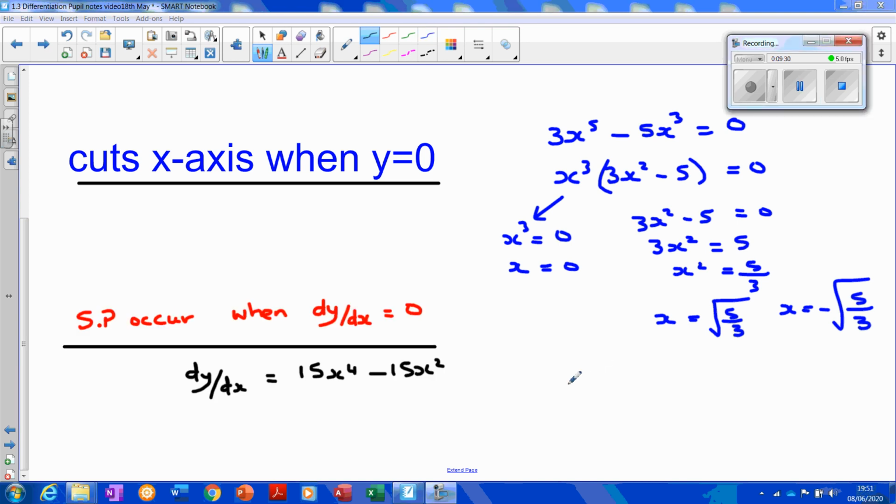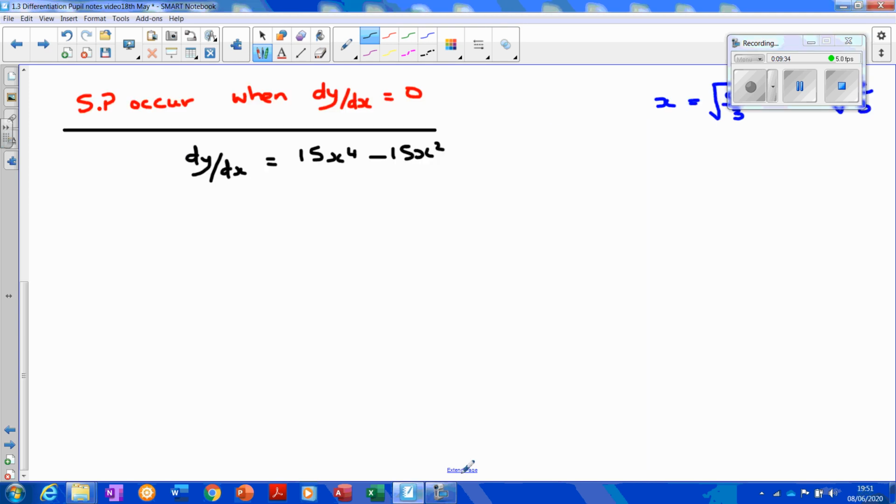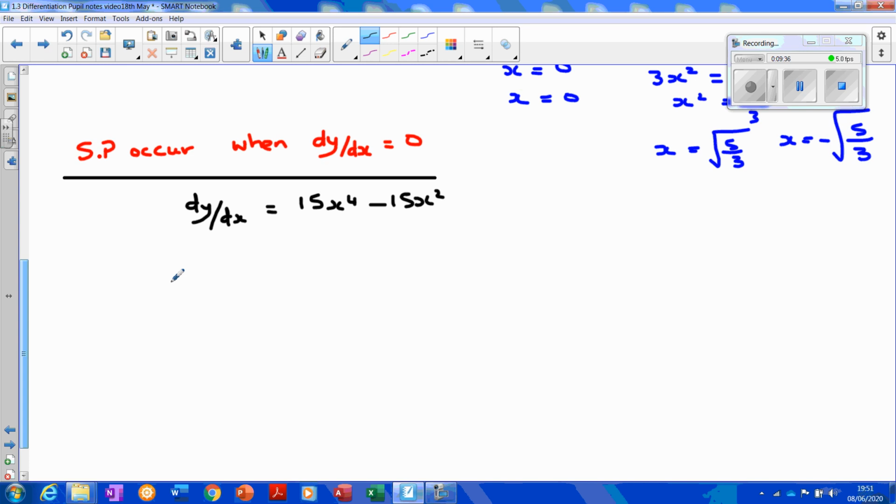Okay, so next part, stationary points of the curve, where dy by dx is equal to 0. So dy by dx is 15x to the power of 4 minus 15x squared. So that whole thing is equal to 0. So 15x to the power of 4 minus 15x squared equals 0. Keyword is factorise. The highest common factor is 15x squared, which gives me x squared minus 1.